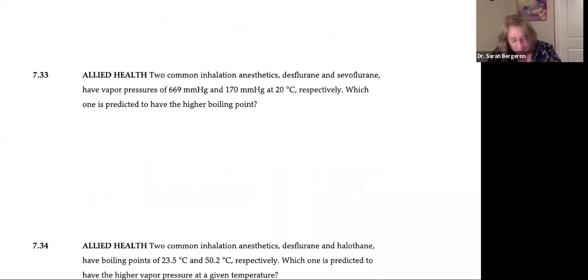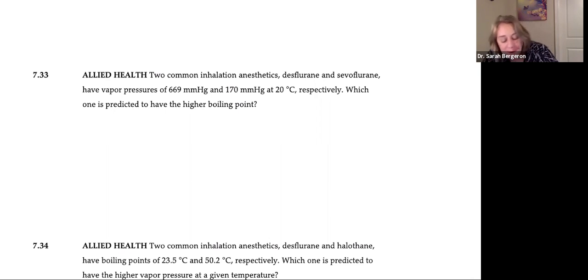Okay, all right. 2 common inhalation anesthetics, desflurane and sevoflurane, have vapor pressures of 699 millimeters mercury and 170 millimeters mercury at 20 degrees respectively. Which one is predicted to have a higher boiling point?